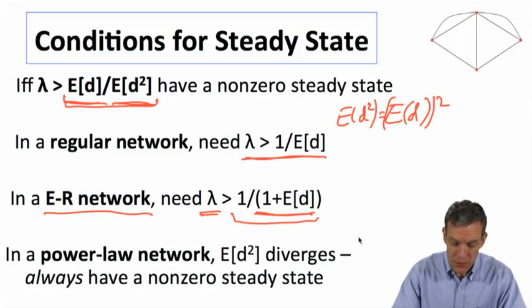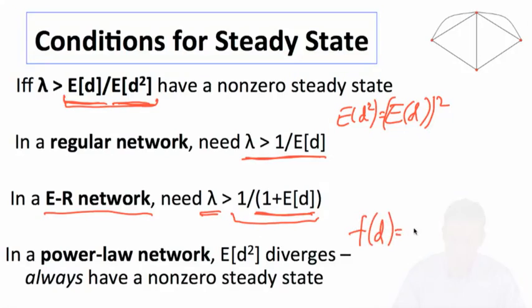so if we have, say, for instance, one where the density function looks like C times D to the minus gamma, then what we end up with is, if you do a calculation to integrate that and look for the variance, E of D squared actually becomes infinite. And if that becomes infinite, then this whole expression becomes 0, and so we end up with lambda greater than 0. And so you basically always have a non-zero steady state.